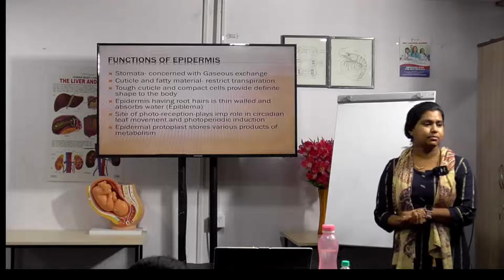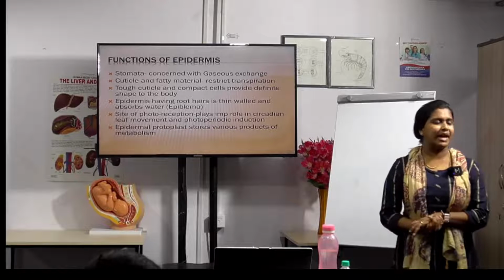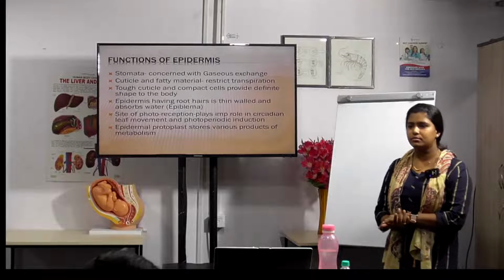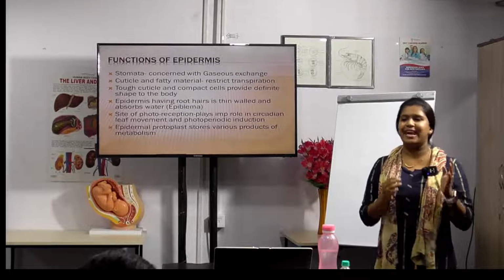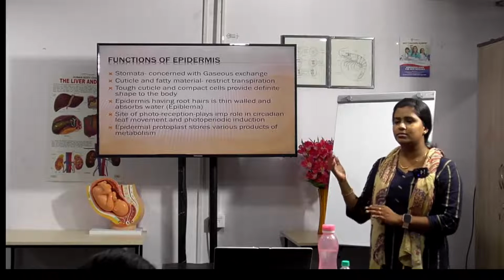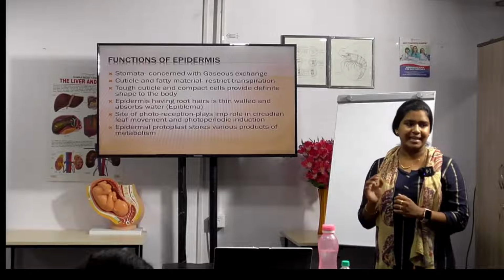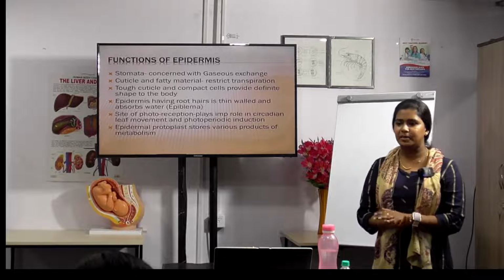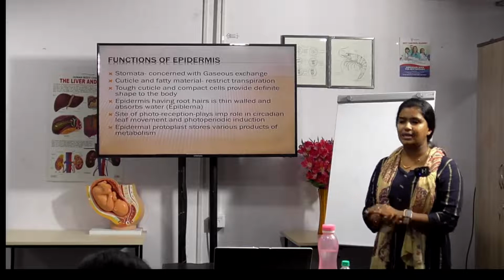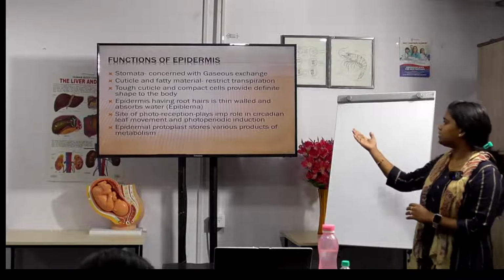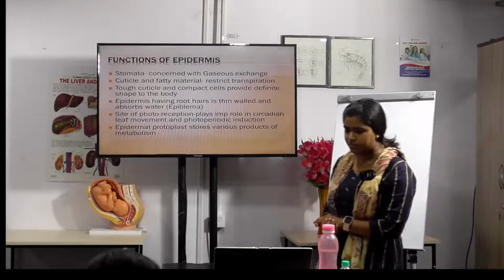What does it mean? Circadian rhythm is synchronizing the light cycle with the life cycle of the plant, like photosynthesis. Synchronizing the light cycle with life is circadian rhythm. But in humans it is related to the heart, okay, but not in plants. Epidermal protoplasm stores various products of metabolism. Fine.